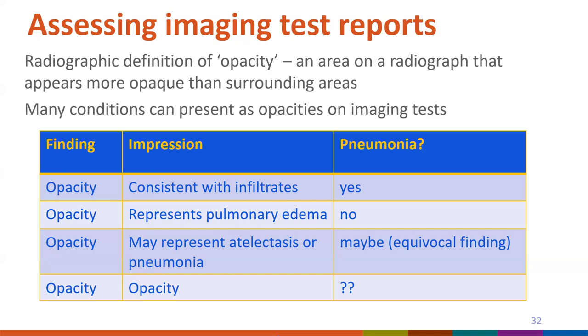If the finding is documented as equivocal, in this example, atelectasis or pneumonia, we provide guidance in footnote number 14 on how to determine if the findings meet the new imaging requirement. And if there's no clarifying information about what the opacity represents, we provide guidance in footnote number 2 that if the opacity is not attributed to something other than pneumonia, then it can be interpreted as an eligible finding for new.